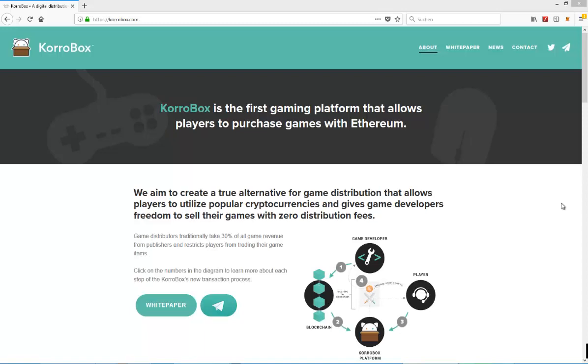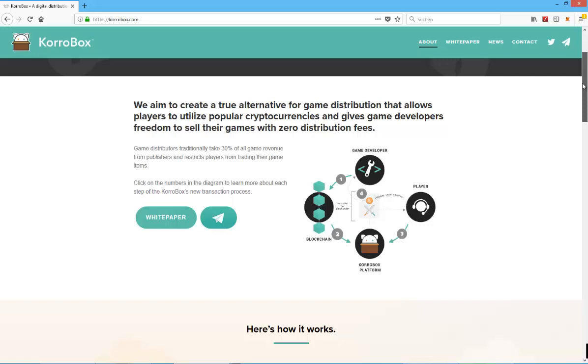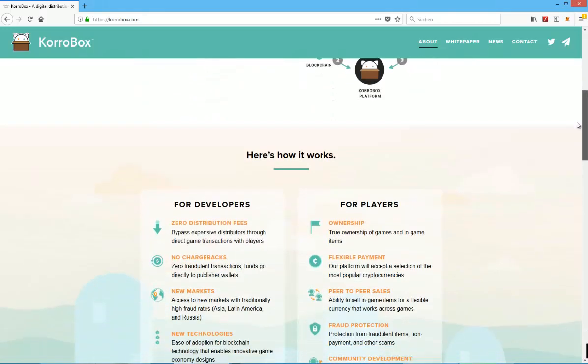Now, again, I don't really know how they will finance themselves eventually if they don't get any kind of fee, but definitely a great idea in my opinion. Right now, there's not much on the website. You can check out the white paper, you can get some more information about news, and you can also contact the developer of Korro Box directly. When you go through it, here's how it works basically.